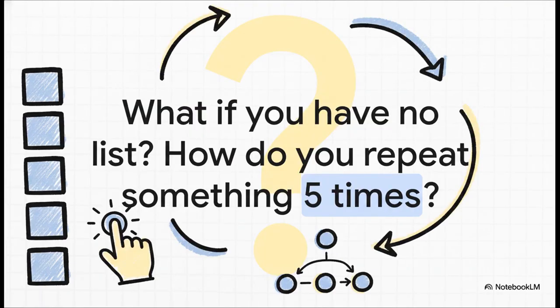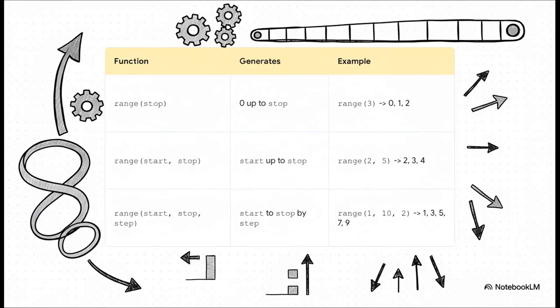Okay, but what if you don't have a list? What if you just want to do something, say, 5 times? That's a super common scenario, right? Well, there's a specific tool just for that. And that tool is the range function.